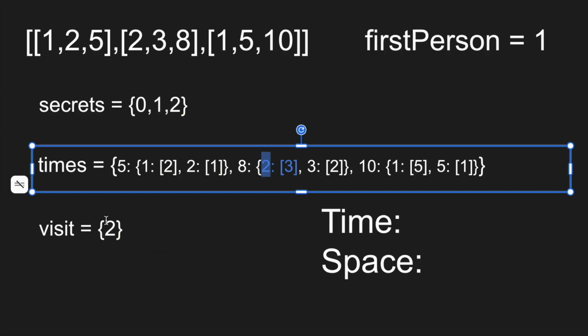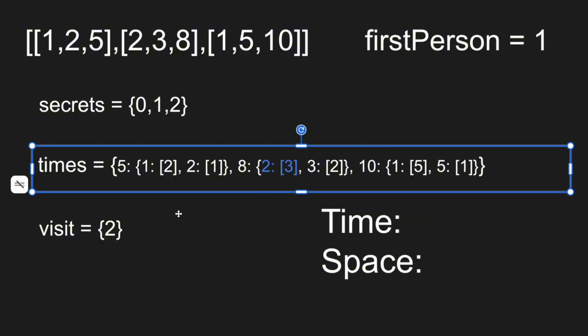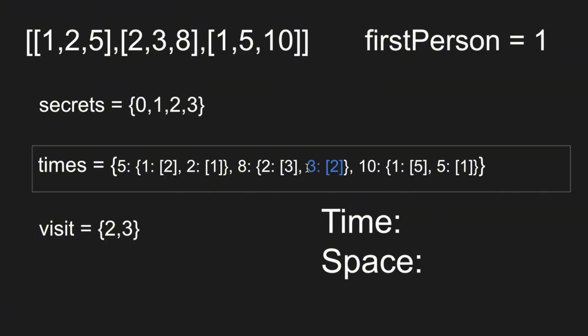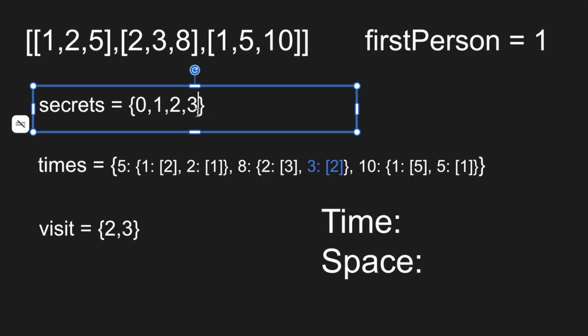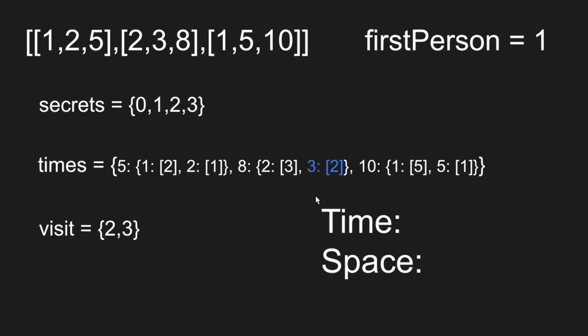Look at time 8, we see person 2, add 2 to visit, and 2 is already in secret, but we can look at person 3 because they share a meeting. So 3, add 3 to visit and secret. 3 shares a meeting with 2. 2 is already in visit, so we can move to time 10.